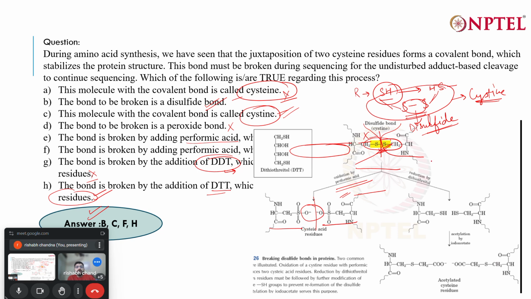When we reduce it with the dithiothreitol, this is the structure of the dithiothreitol, the bond is broken and it forms the cysteine residues again. When it is acylated by iodoacetate, it forms acylated cysteine residues. The acetyl group is added to the sulfur of the cysteine residues. So this is how the disulfide bond is broken during sequencing, or during folding reactions also this bond is broken.